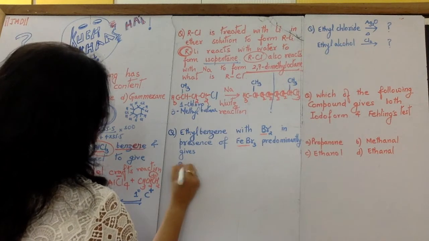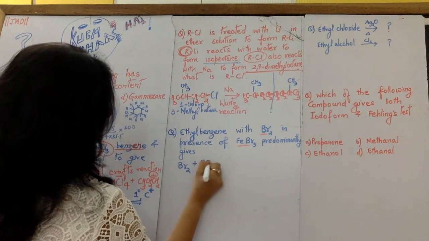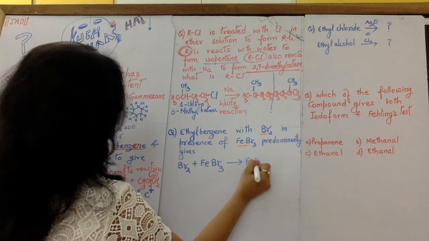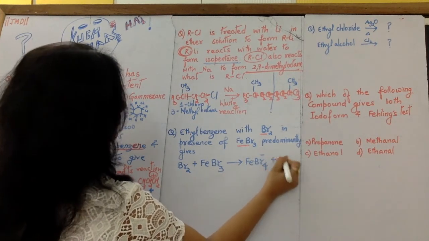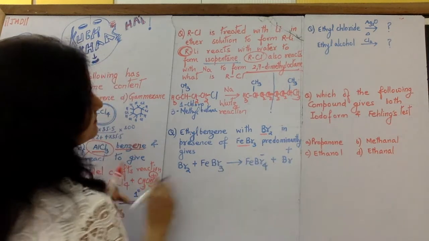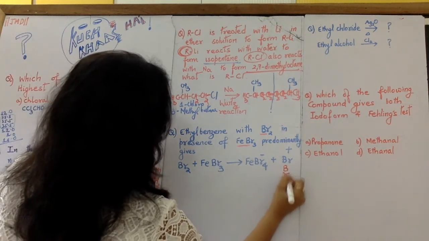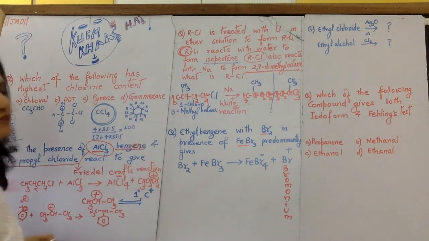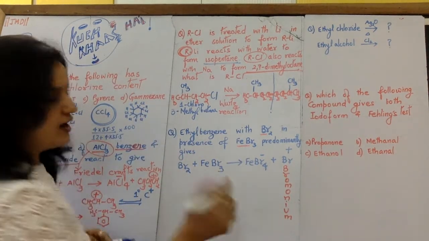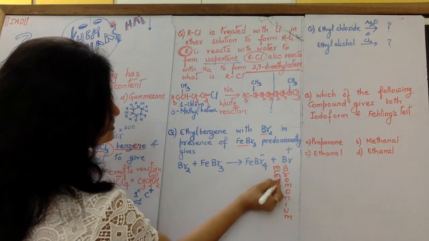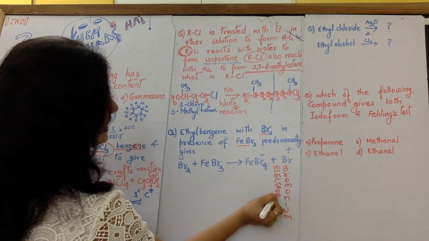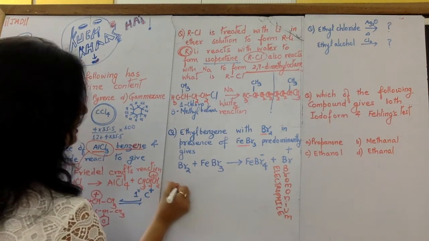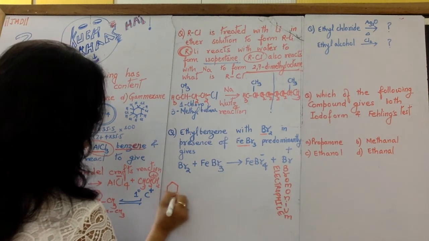In this case, so Br2 reacts with FeBr3 and gives us FeBr4 minus and an electrophile Br plus. Br plus is called bromonium, which is an electrophile. Now this electrophile will attack ethyl benzene.